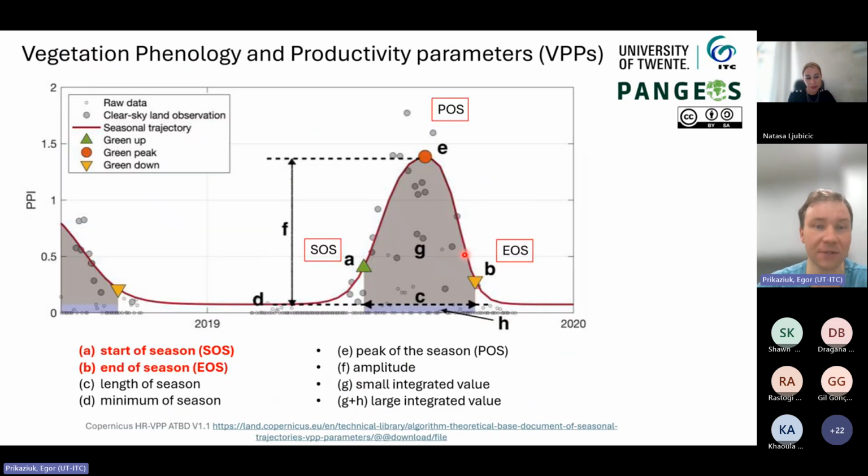There are quite a few metrics of vegetation phenology and productivity that we can get from space. They are all, by the way, available in the VPP dataset. We are only focusing in this talk on two, the start of season and end of season, but there are also peak of season and length of season, and all sorts of integrals that they provide that can be correlated with plant productivity directly. But here it's only phenology, so start of season and end of season.